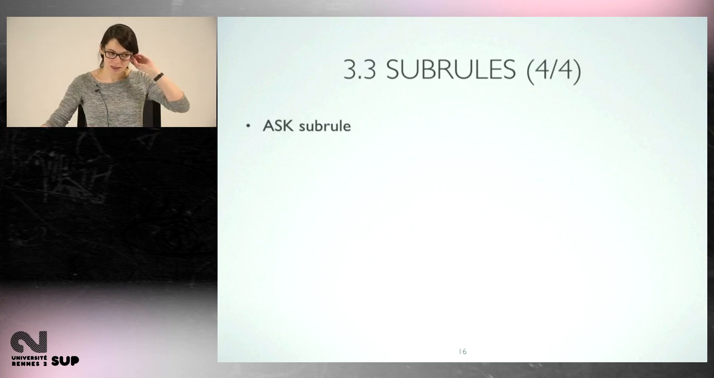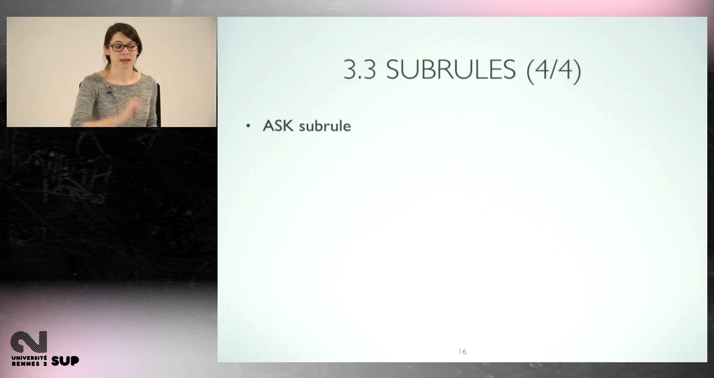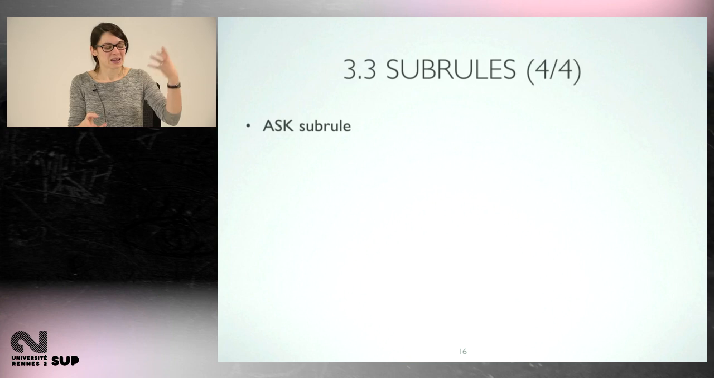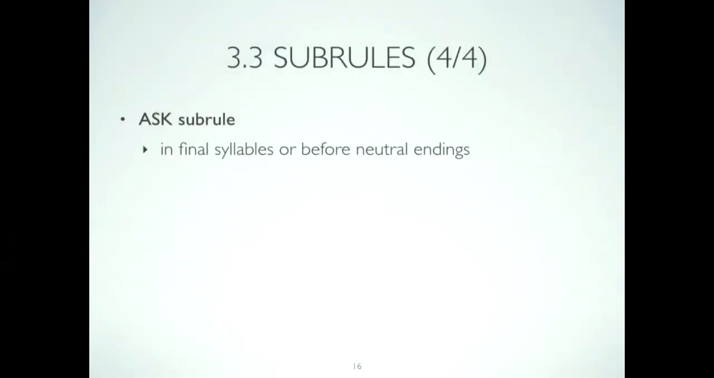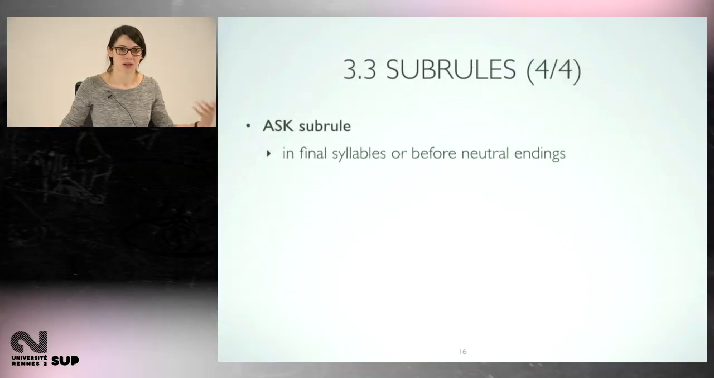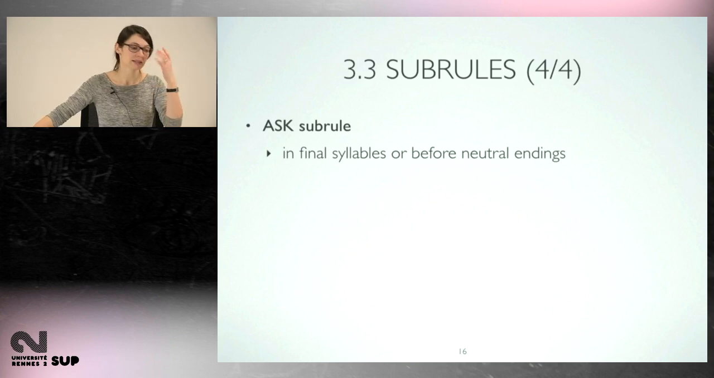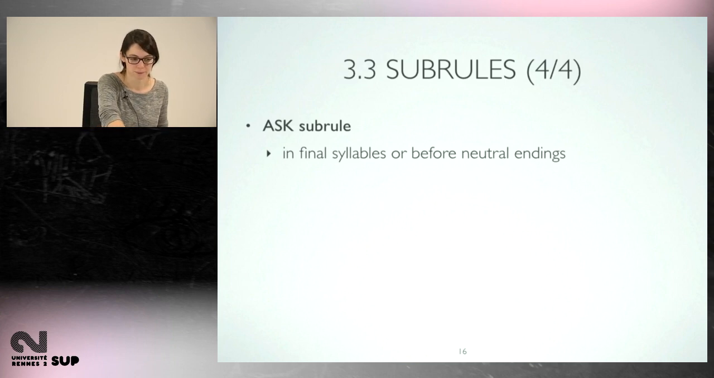What we've said about the other sub-rules that we've discussed actually also work in General American, for instance. That's not the case of the ask sub-rule, and that is one of the things that make General American and Southern British English sound so different. So the ask sub-rule is a sub-rule that applies in final syllables or before neutral endings. That is, when the a vowel occurs in final syllables or before neutral endings.